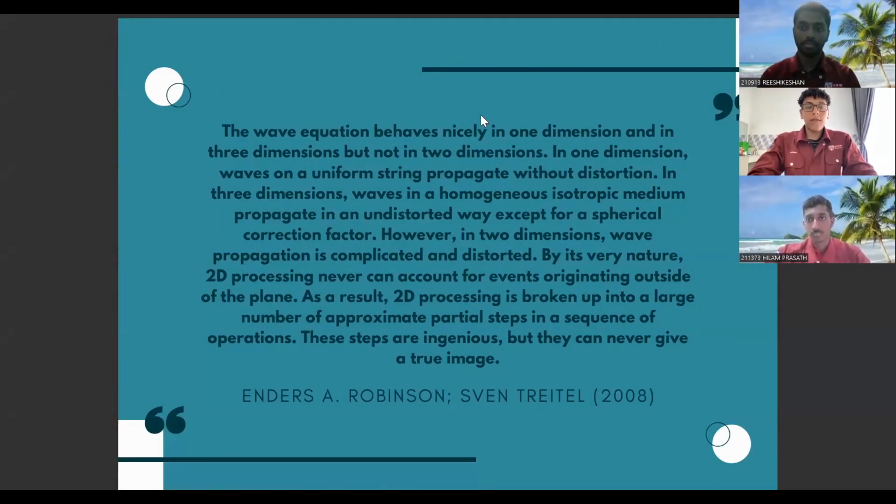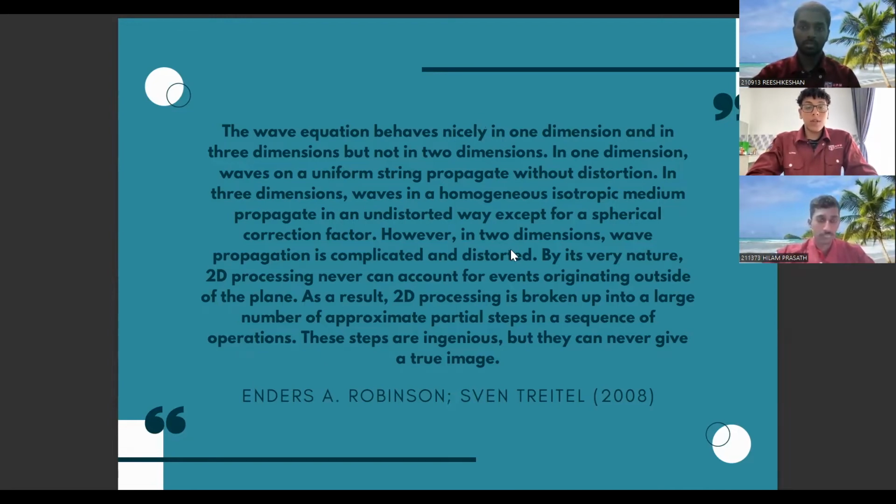We're going to start off with a quote by Anders A. Robinson. The wave equation behaves nicely in one dimension and in three dimensions, but not in two dimensions. In one dimension, waves on a uniform string propagate without distortion. Distortion here means without twisting or deforming. In three dimensions, waves in a homogeneous isotropic medium propagate in an undistorted way except for a spherical correction factor. An isotropic medium is a medium that has a physical property which has the same value when measured in different directions.